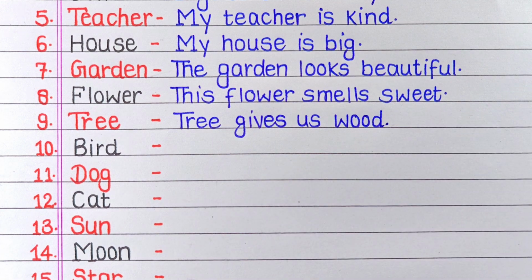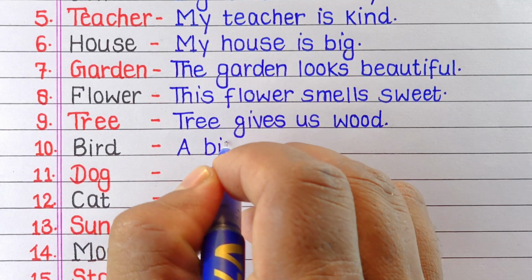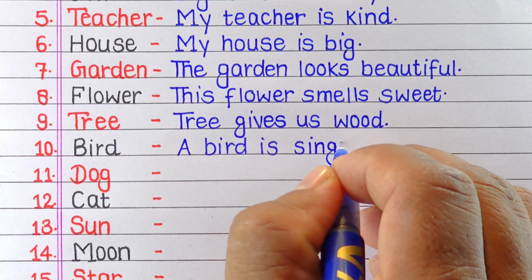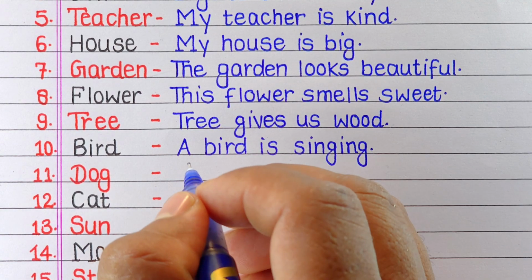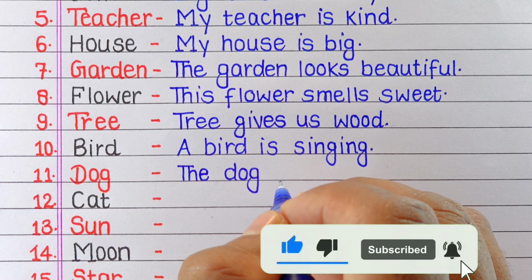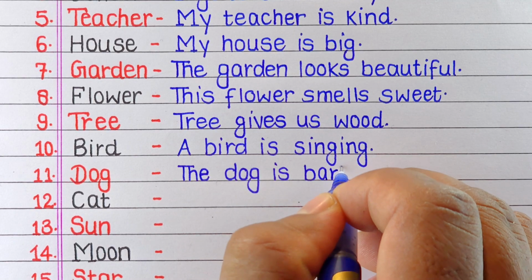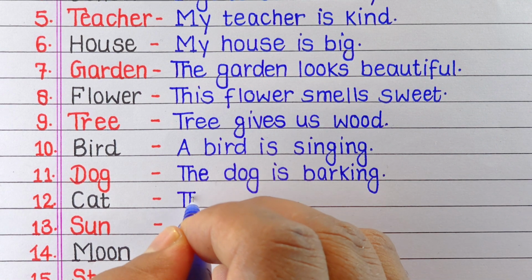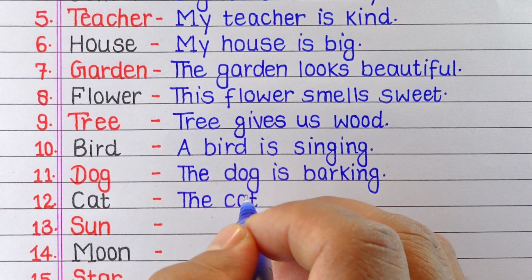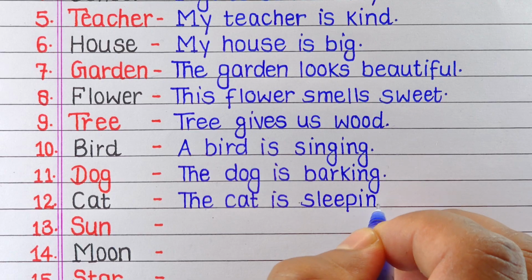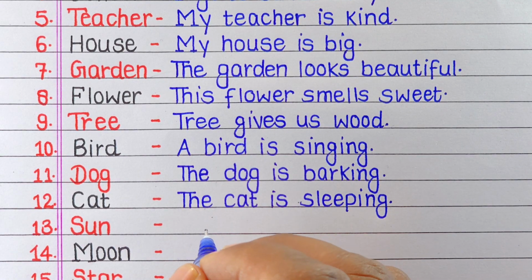9. Tree. Tree gives us wood. 10. Bird. A bird is singing. 11. Dog. The dog is barking. 12. Cat. The cat is sleeping.